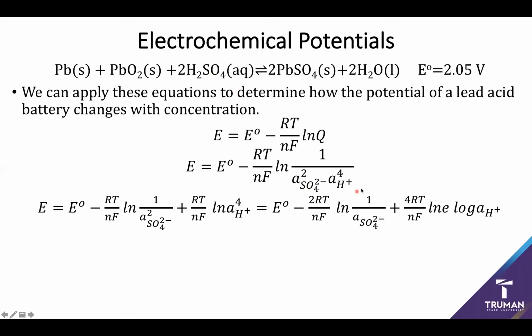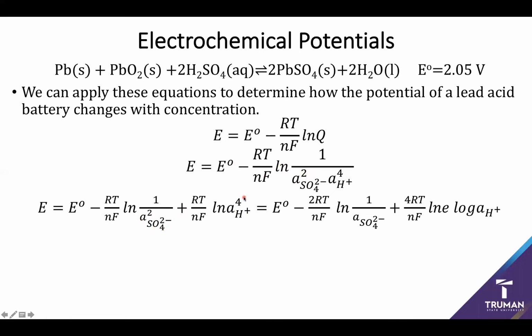And specifically, for reasons we'll see later, it's very nice if we pull the activity of our proton up into the denominator, which is the same as taking the negative of the log. But since I have a negative log to begin with, we're going to generate this one as a positive log. So thus, we have a negative natural log of 1 over the activity of the sulfate squared, whereas a positive natural log of the activity of the proton to the 4th.